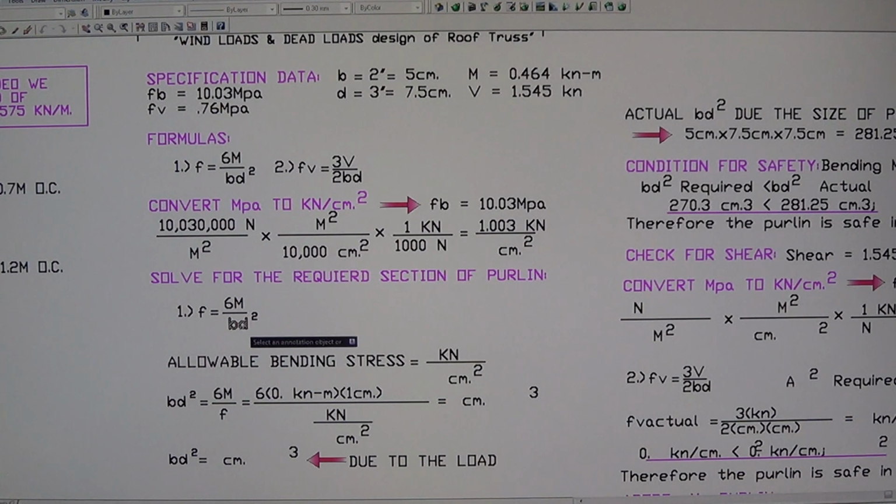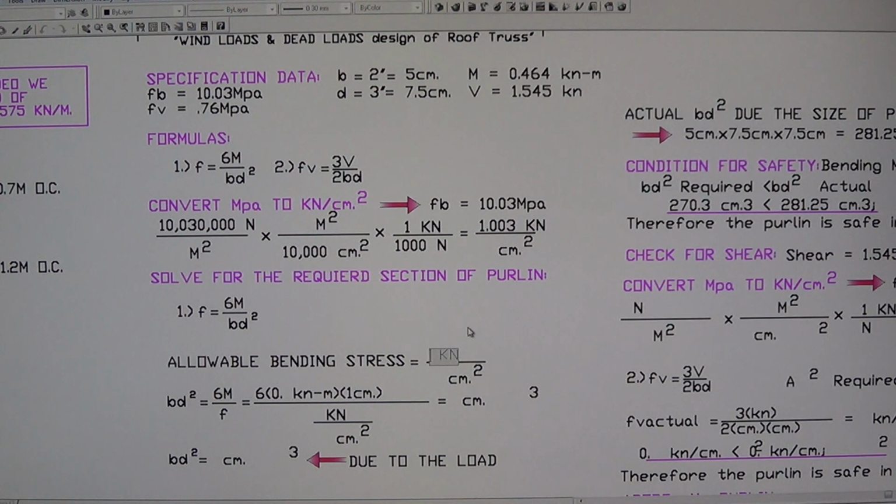The units in here, in the bd square, this is centimeter and this is centimeter. The unit becomes a cubic centimeter because this is centimeter as well. If you square this, it is a square centimeter. So don't be confused. This is cubic centimeter as a result when you multiply this. Alright, so now let's plug this in here.